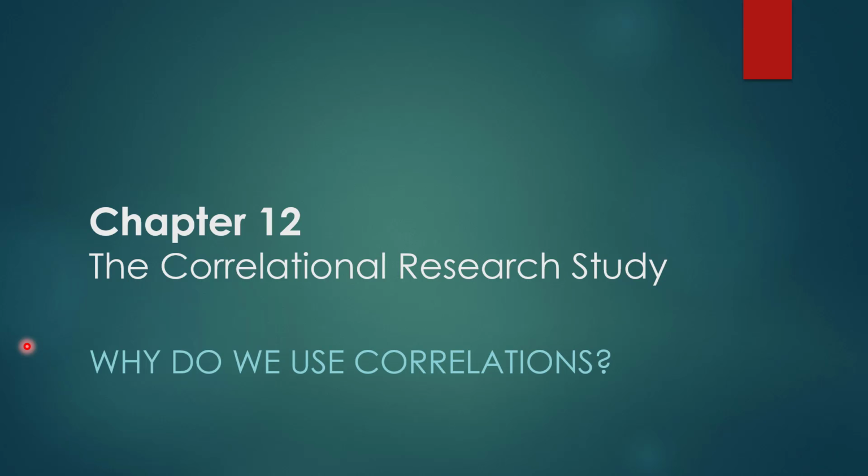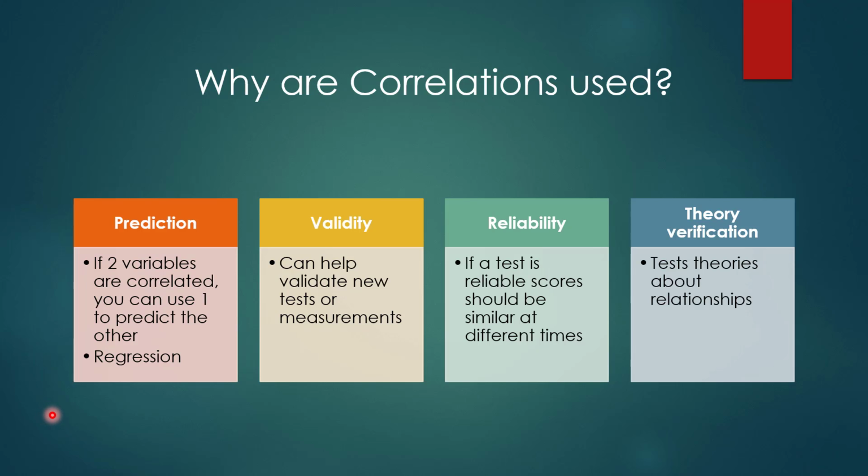This video will discuss why we use correlation. What is the purpose of the correlational research strategy? So here I've just laid out a few of them, and we'll discuss them in a little bit more detail. But one is prediction. So if you have two variables that are correlated, you can use one to predict the other. And that's a different type of statistical analysis called regression.